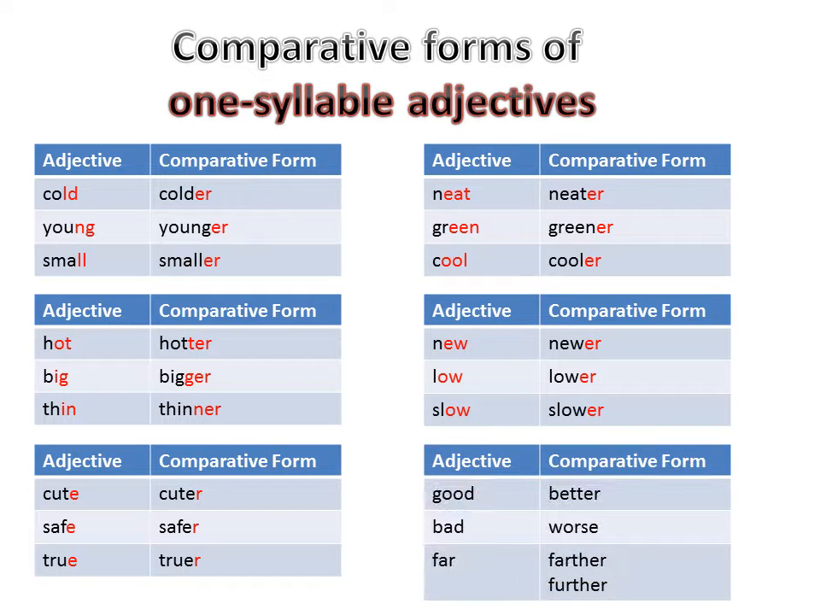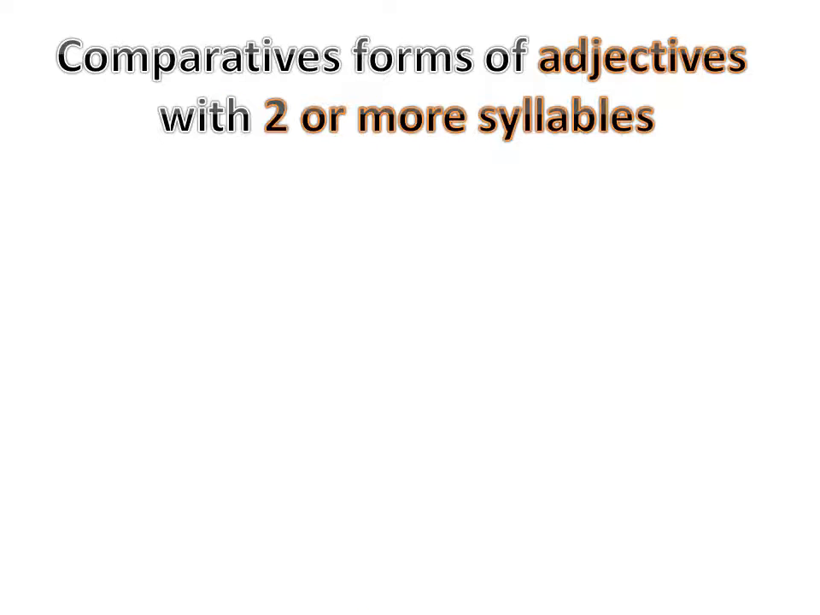Now finally, we have some irregular adjectives. Good becomes better, bad, worse. Far is either farther or further. Now these are all one-syllable adjectives. Get ready for the comparative forms of adjectives with 2 or more syllables.